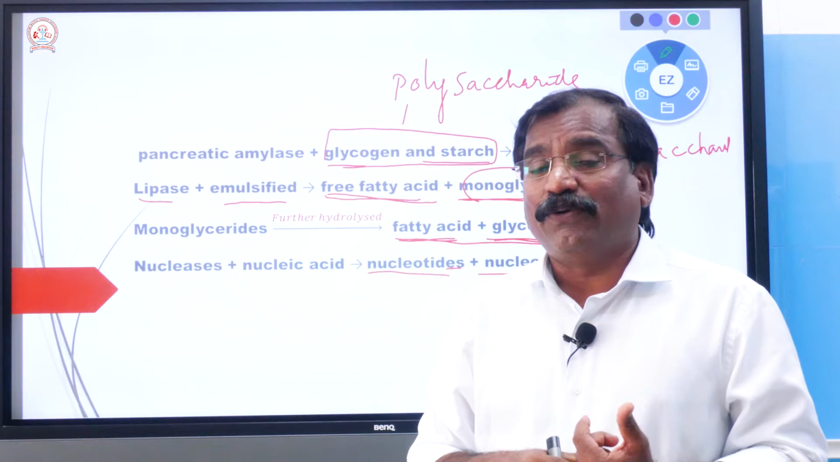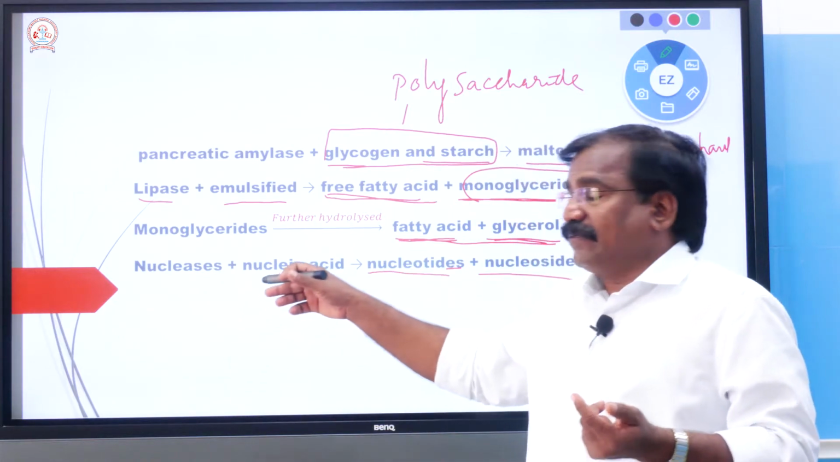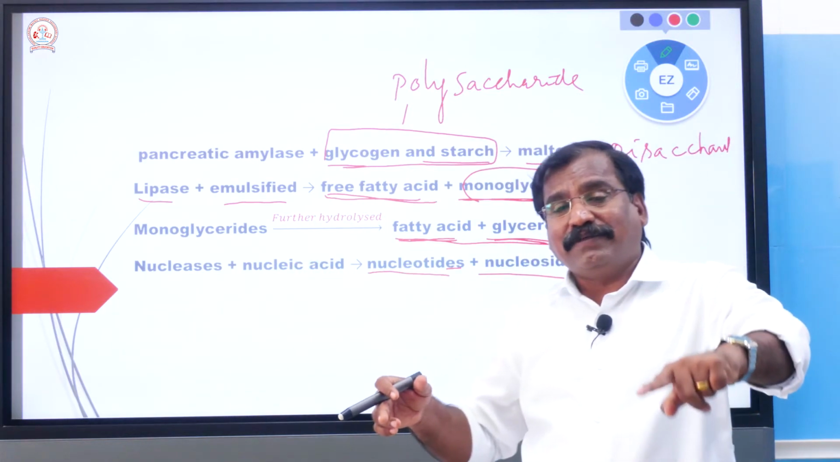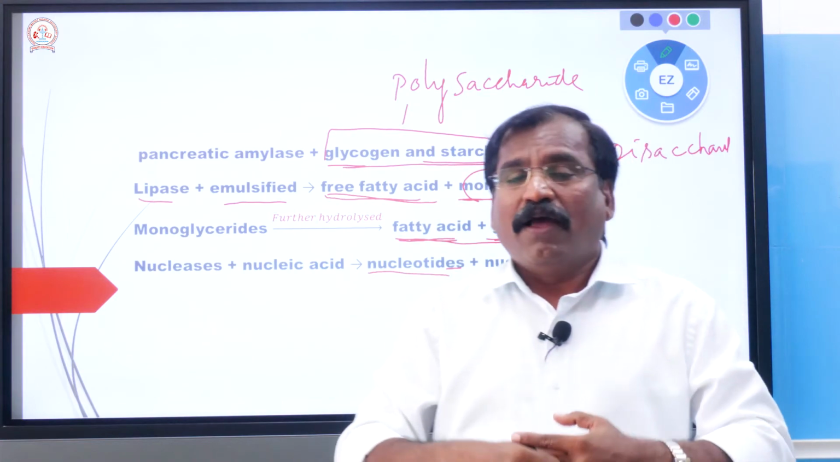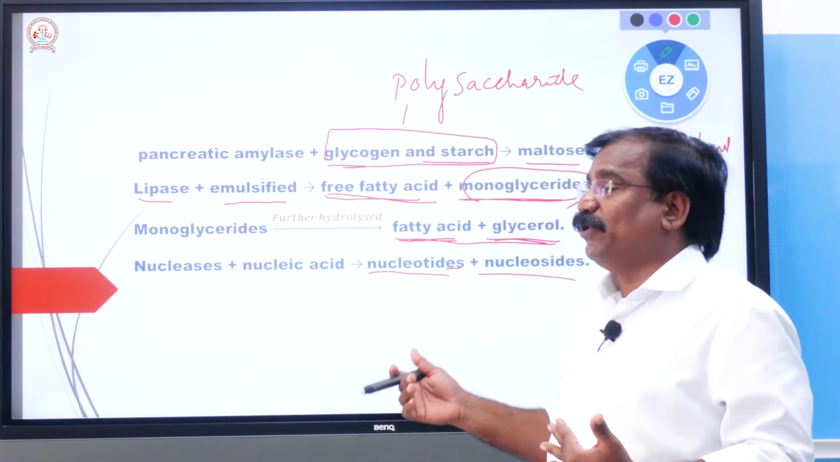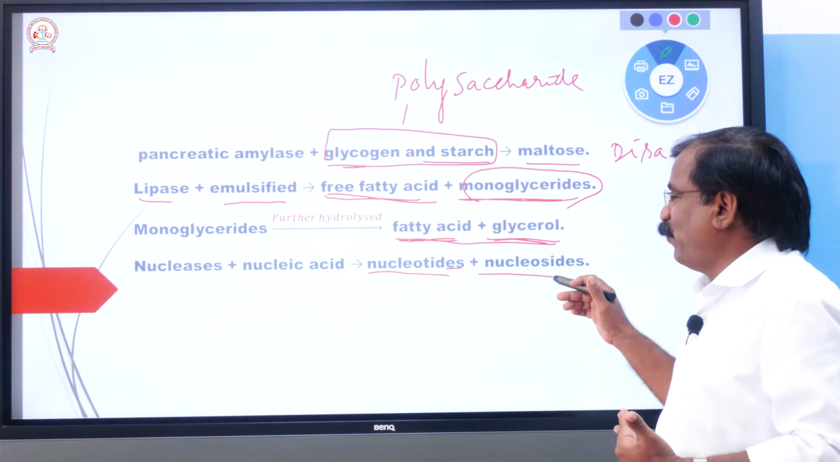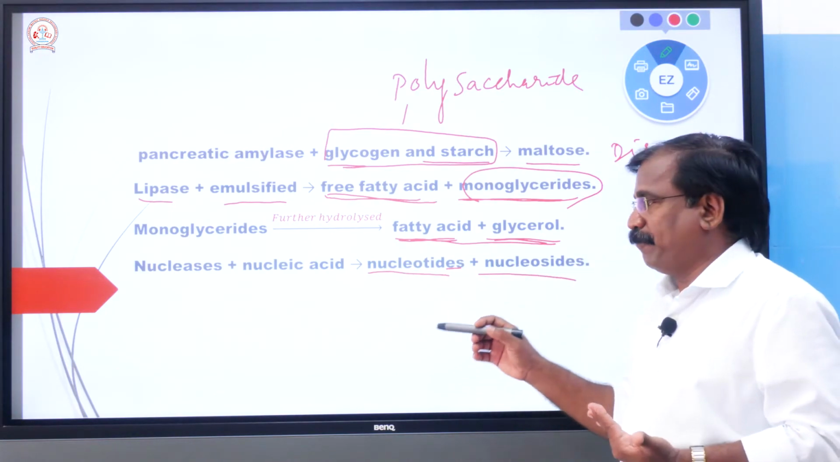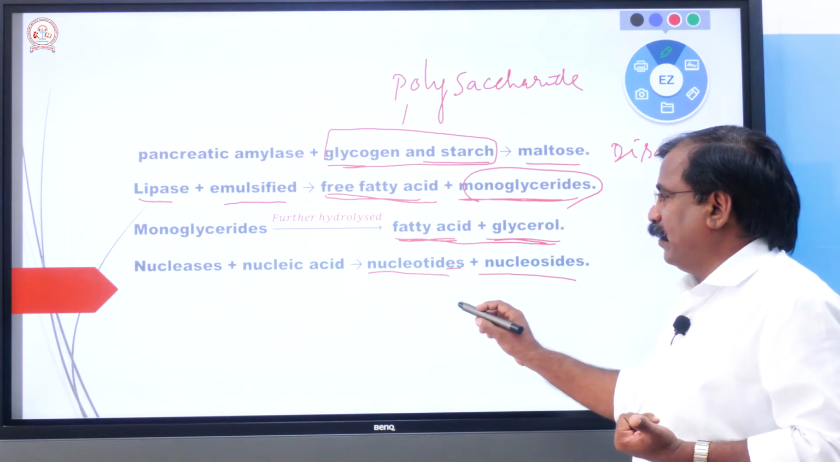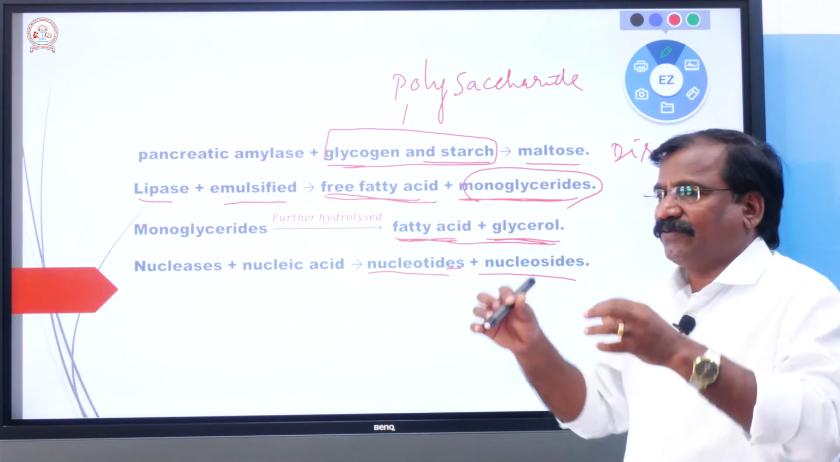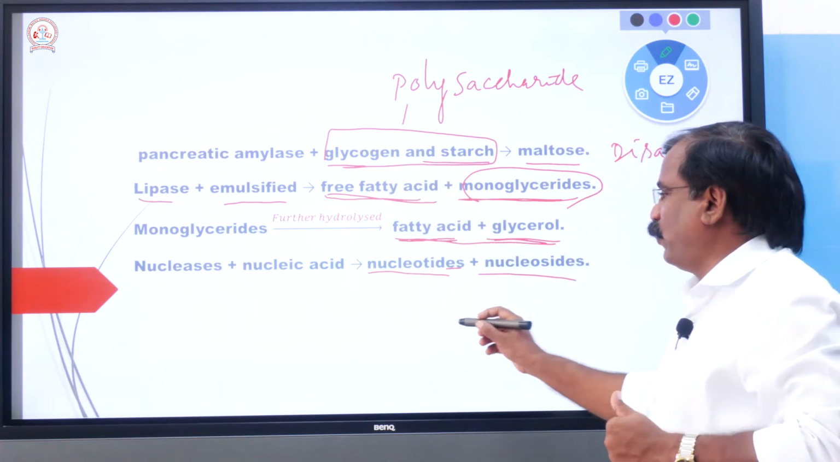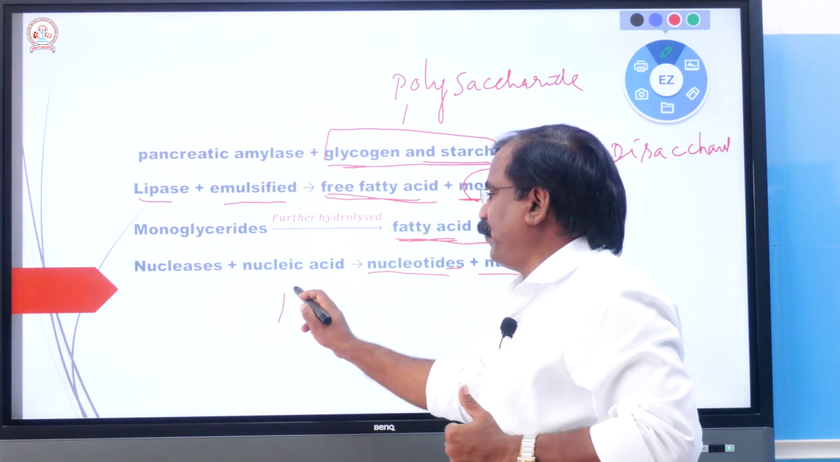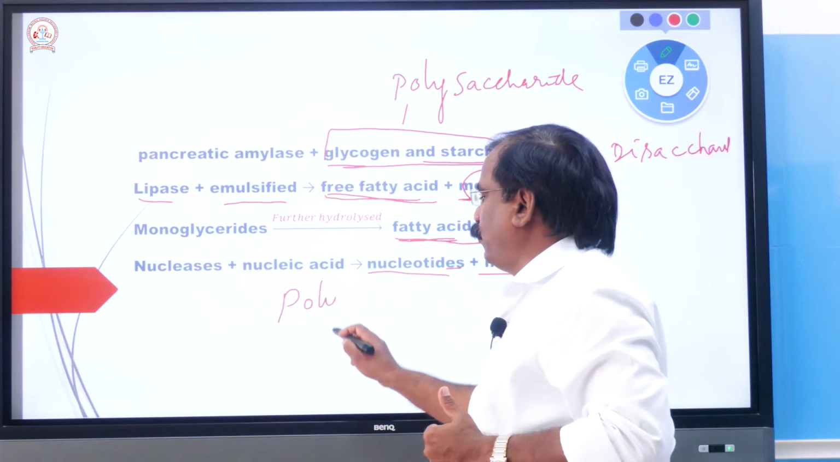Nucleases act upon the nucleic acids, namely DNAs and RNAs, and convert them into nucleotides and nucleosides. This is the structure. That is a nucleoside. Nucleotide, and DNA is called a polynucleotide.